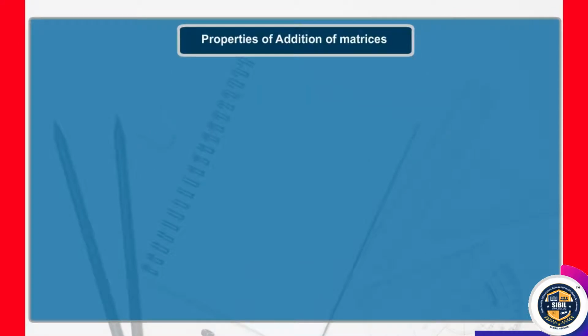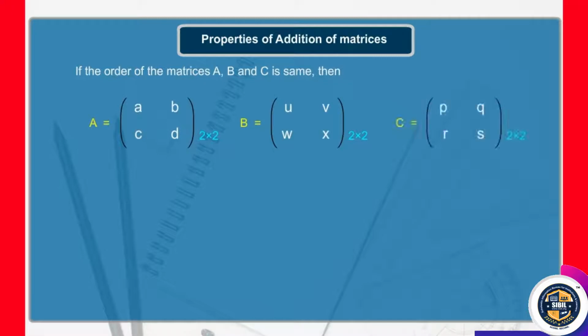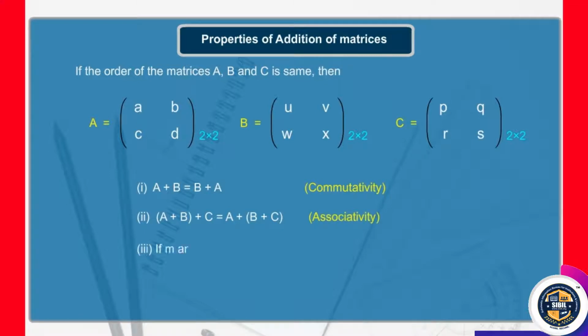Properties of addition of matrices. If the order of the matrices A, B and C is the same, then A plus B equals B plus A, which is commutativity. A plus B plus C equals A plus B plus C, grouped either way, is associativity. If M and N are scalars, then M times A plus B equals MA plus MB. M plus N times A equals MA plus NA.